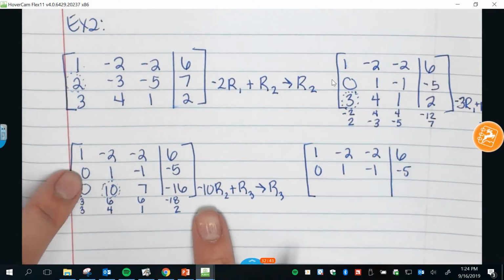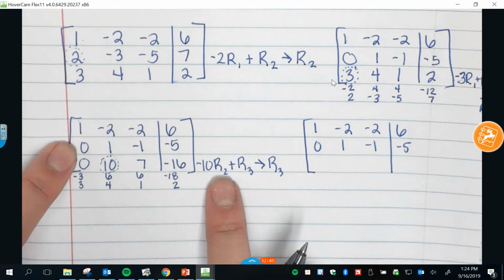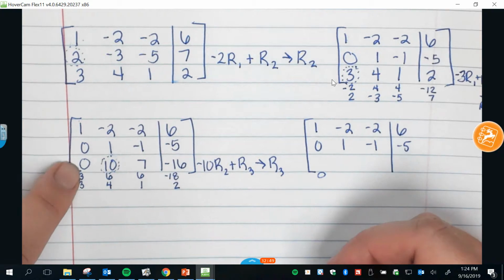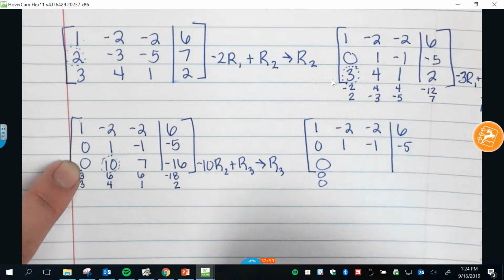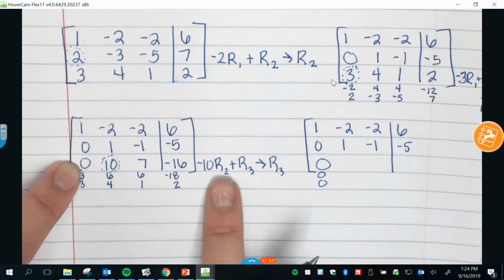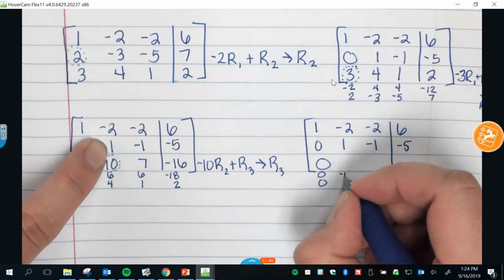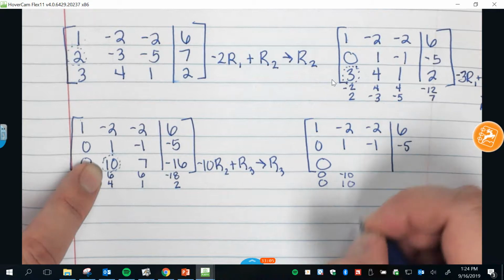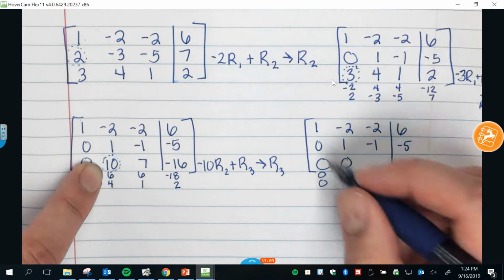Okay, so negative 10 times row 2. Negative 10 times 0 is 0, add it to row 3 is 0 is 0. That was supposed to happen, right? Negative 10 times row 2. So negative 10 times 1 is negative 10 plus row 3, 10. That makes 0. Yay, there's our zeros.